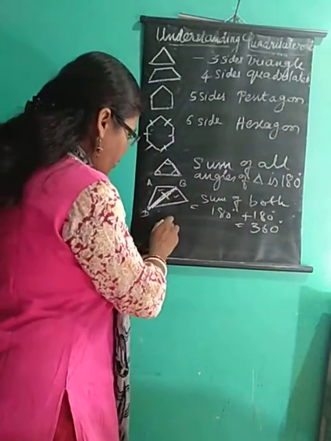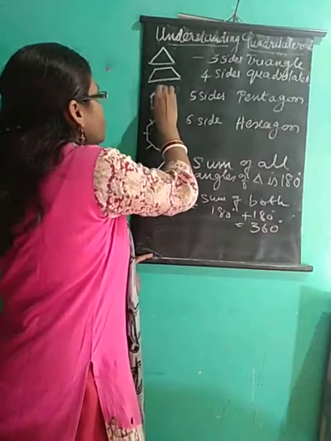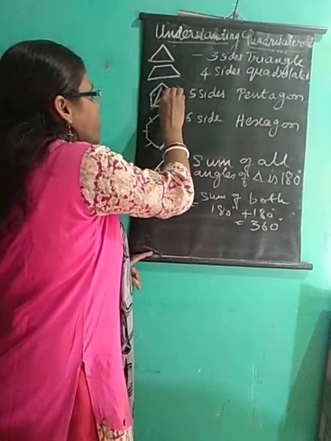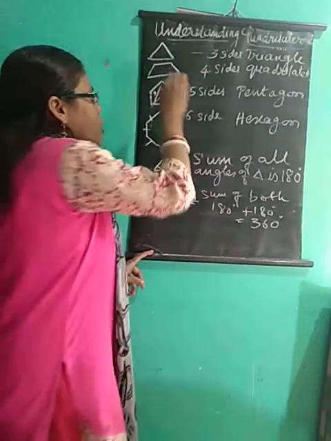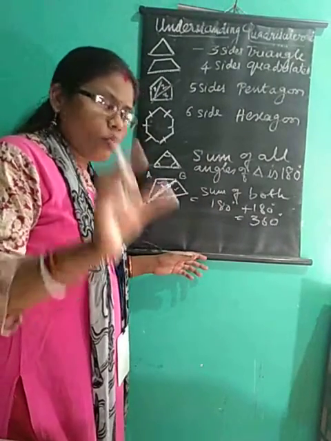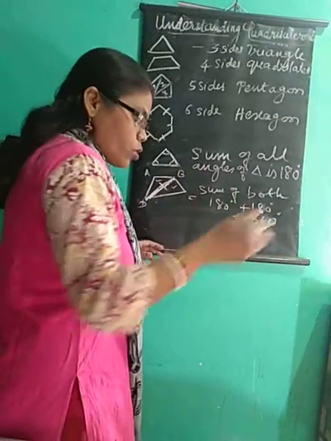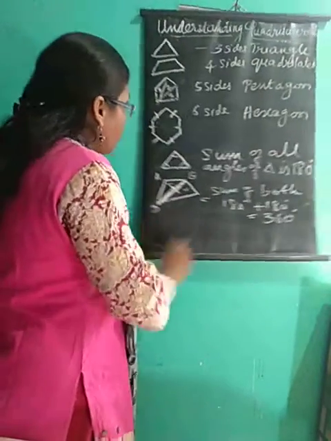Now for more sides, similarly, you can find it by the same method. For 5 sides, it is 1, 2. So 1 triangle, 2 triangles and 3 triangles. 1, 2 and 3. So you can add. In the same way you can find out. But there is one formula also. If the number of sides is many, then what to do? So there is one formula. What is that? Now let us see for this.